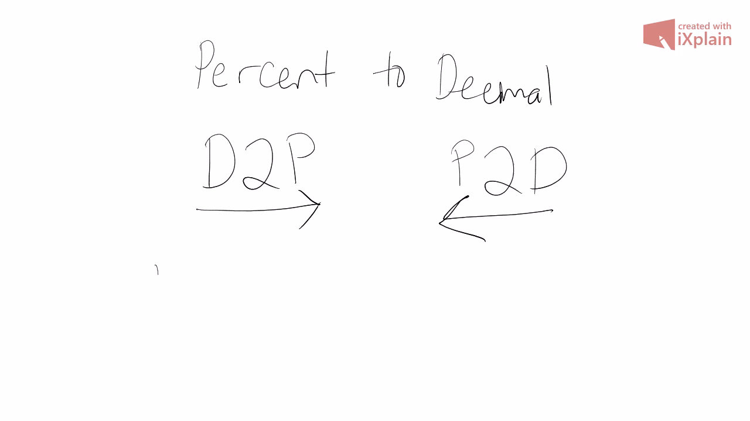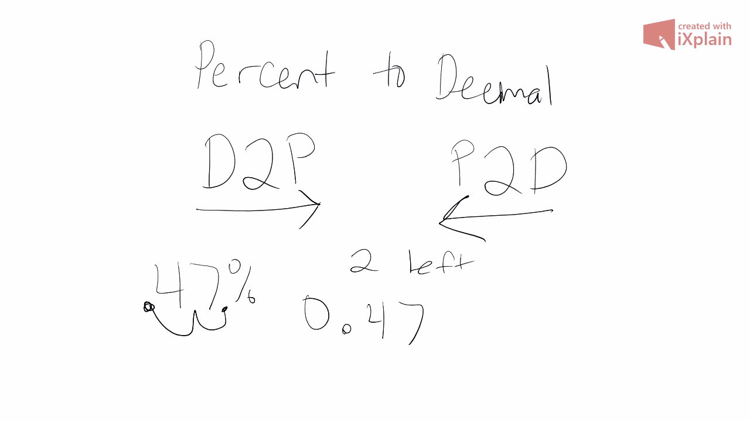So if I have 47%, my decimal, if I don't see one, is always at the end. And I want to go two places to the left. And then I get rid of the percent sign. So it'd be 0.47. You could put the 0 in front of it, 0.47.